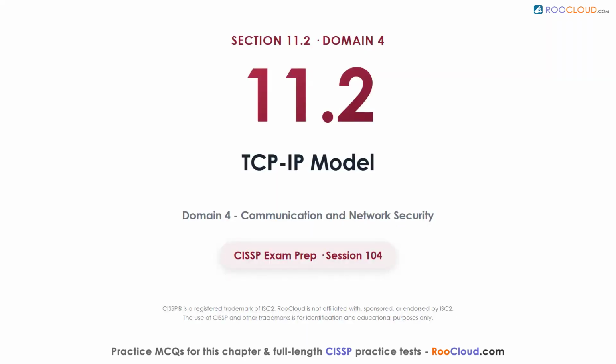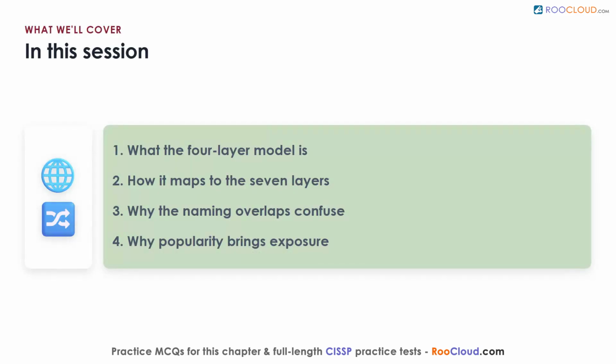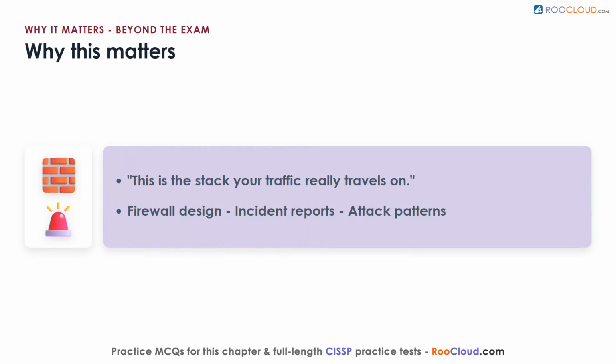Welcome to section 11.2. This is the 104th session of the CISSP Exam Prep series. In this session, we'll look at the model that actually runs the internet. We'll answer several questions. What is this 4-layer model, and how does it map to the 7-layer reference model? Why does its naming overlap cause confusion? And why is a protocol suite this popular also so exposed to attack? Why does this matter beyond the exam?